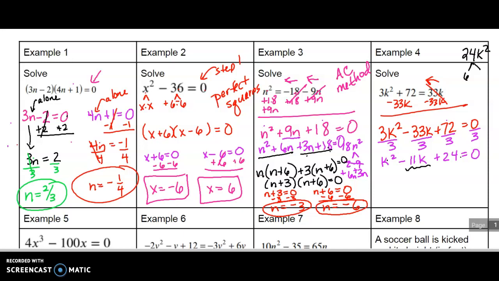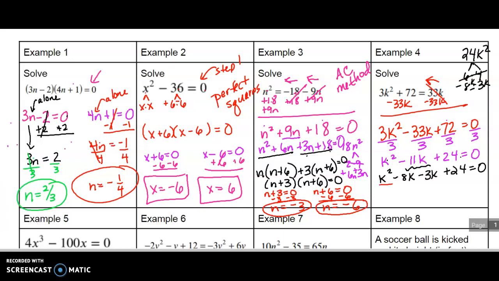So I can think of 6 times 4, which if we add gets 10, if we subtract is 2. We want 11. 8 times 3, if I add gets 11, so if we want it negative, I need to make sure they're both negatives, and then they both get the k's. So we're going to rewrite that as -8k minus 3k. Okay, so that's the AC method to start.